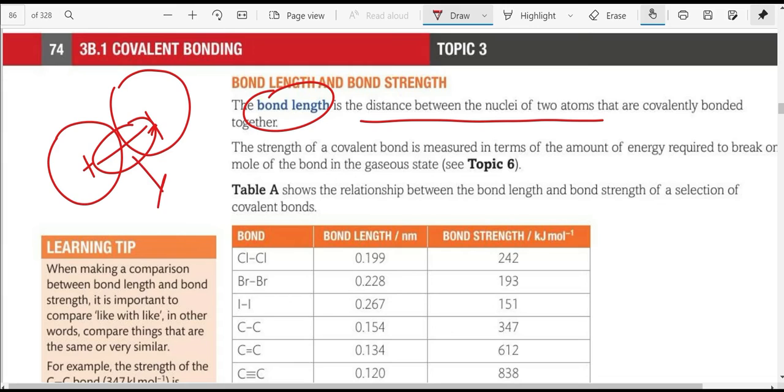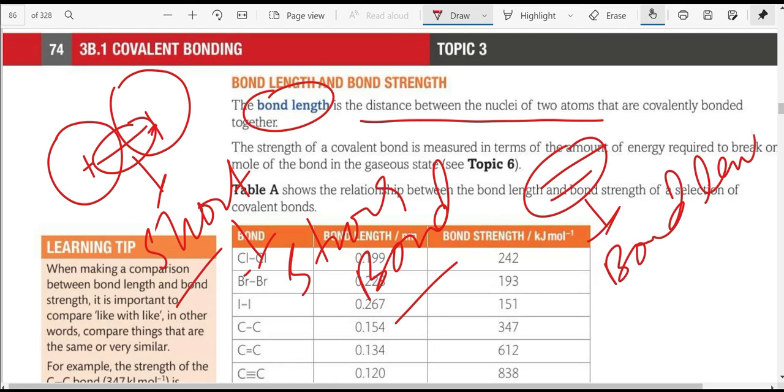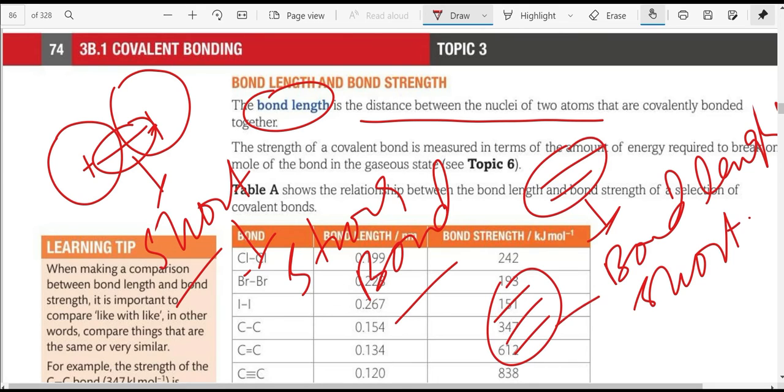If this bond length is short, the bond is strong, and vice versa. If it's a double bond, bond length is shorter. If it's a triple bond, bond length is shortest.